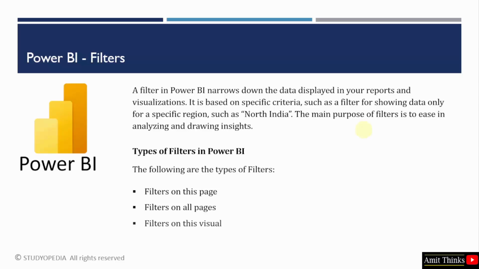So here we will work around filters. There are mostly 3 types of filters. You can set a filter on this page only, the page you're working on, or you can set filters on all the pages. And also you can set filters on a particular visual. When we see an example, the things will be more clear. So let us see.